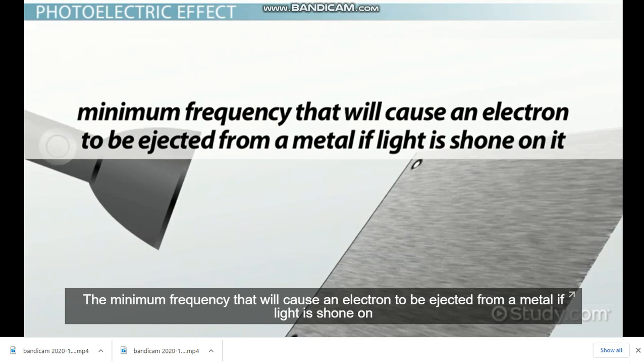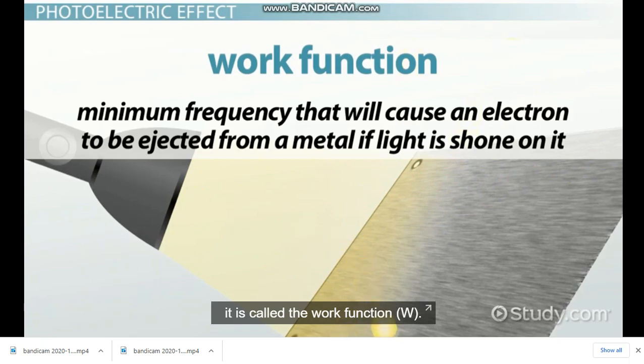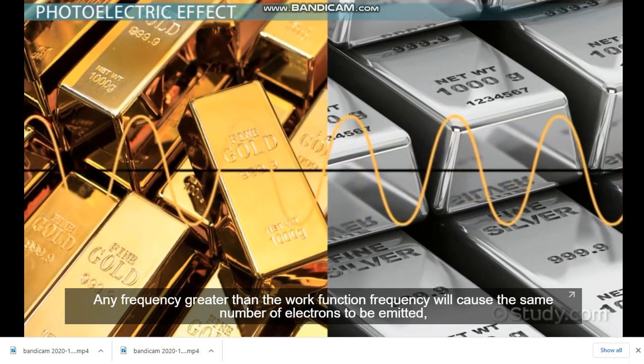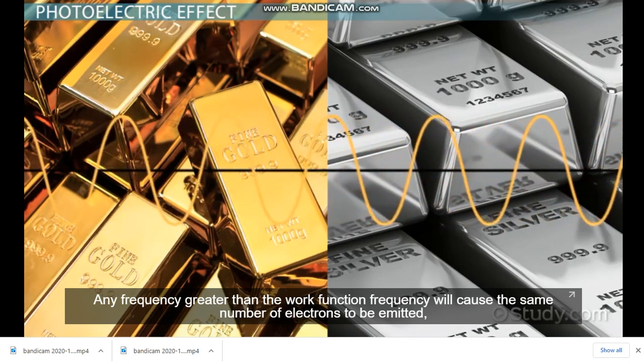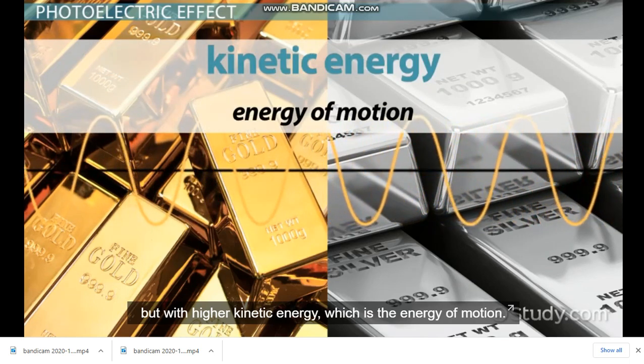The minimum frequency that will cause an electron to be ejected from a metal if light is shown on it is called the work function, W. Each metal has its own work function value. Any frequency greater than the work function frequency will cause the same number of electrons to be emitted, but with higher kinetic energy, which is the energy of motion.